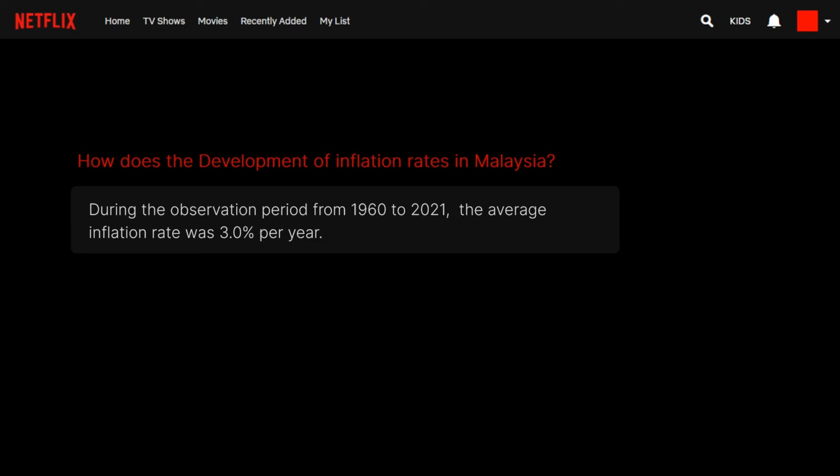Overall, the price increase was 477.83%. An item that cost RM100 in 1960 was charged RM577.83 at the beginning of 2022.